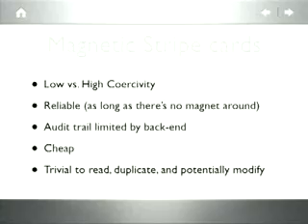The audit trail, though, is nice because it's electronic, so it's only limited by the back end. So you have lots of flexibility there, and they're cheap, so that's nice. Unfortunately, they're trivial to read, duplicate, and sometimes modify if you don't have a MAC or some other kind of confirmation on there. High coercivity cards are perhaps a little bit more difficult to write, but still, just slightly more expensive.